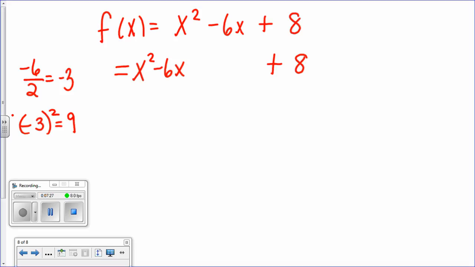It's going to take a little explanation. We're going to create a perfect square trinomial without changing the value of the function. Which means, basically, we have to add b over 2 squared, and we also have to subtract b over 2 squared. So let me show you where we're going.